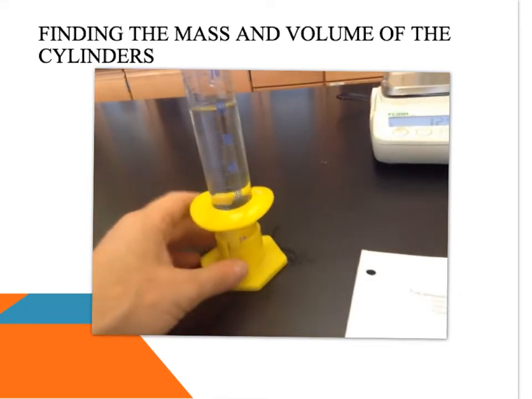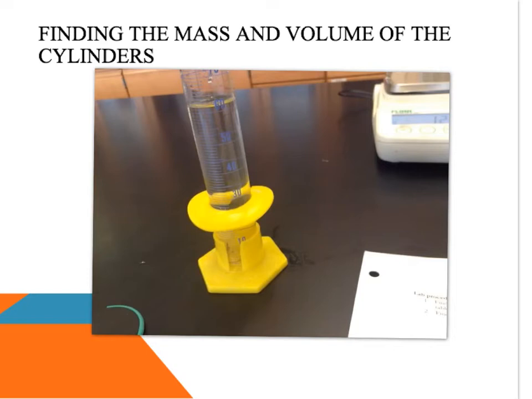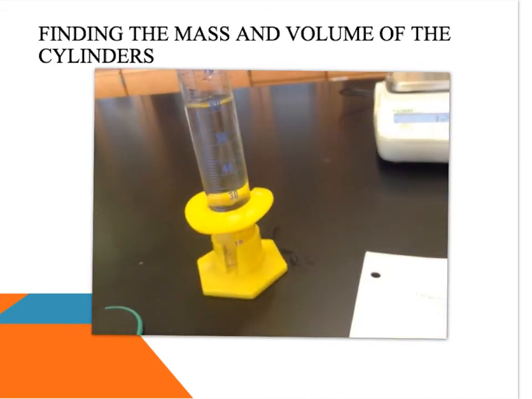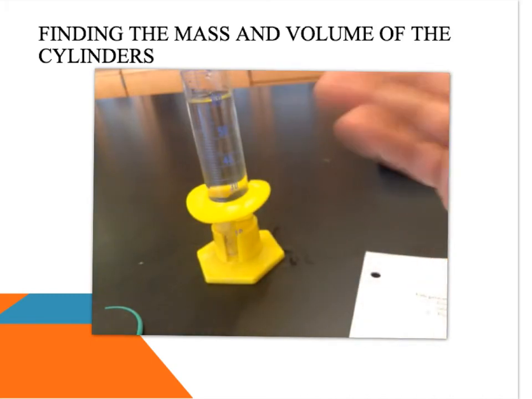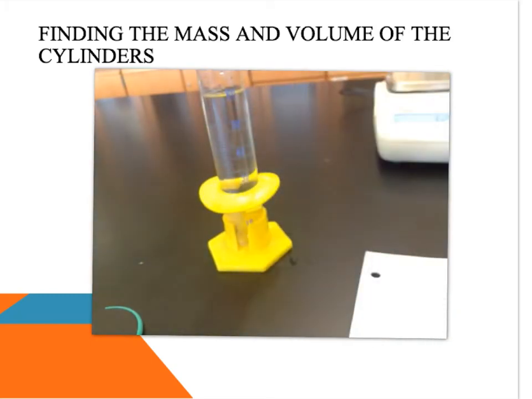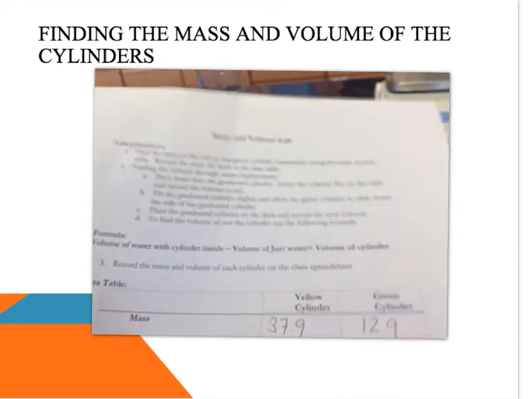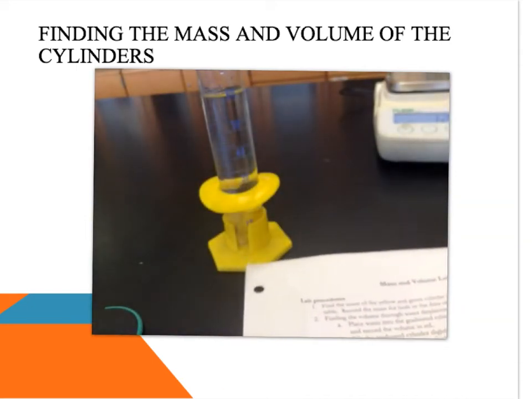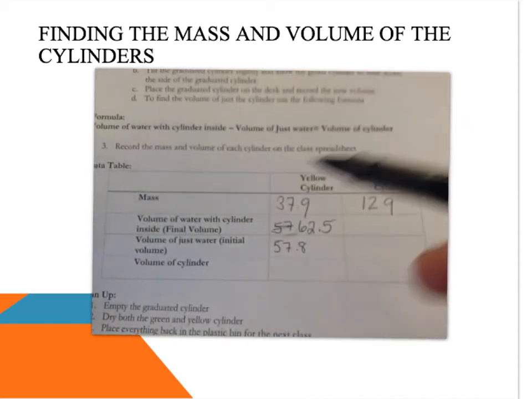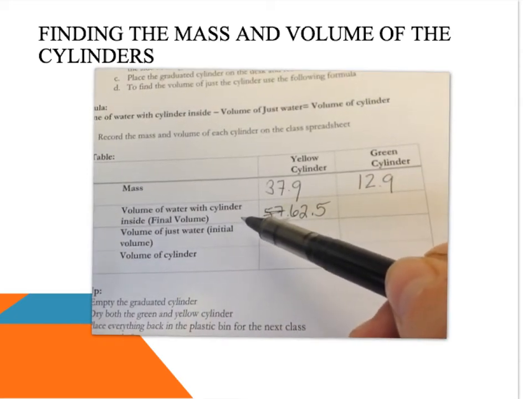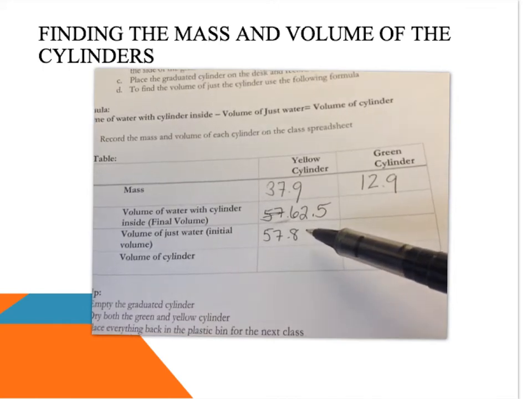Okay, so now what you should notice is that when you place that yellow cylinder into the liquid, it rose up a certain number of milliliters. So you need to look and see what is my new volume. Again, leaving it flat on the desk and measuring to 1/10 of a milliliter. So I see that my new volume is about 62.5. Okay, so I am going to put that in the volume of the water with the cylinder inside, so 62.5.